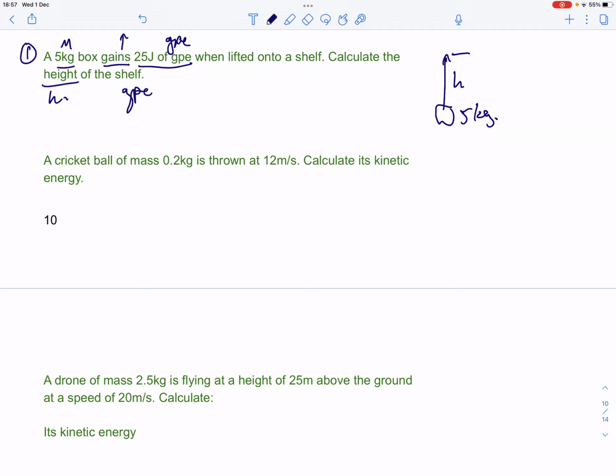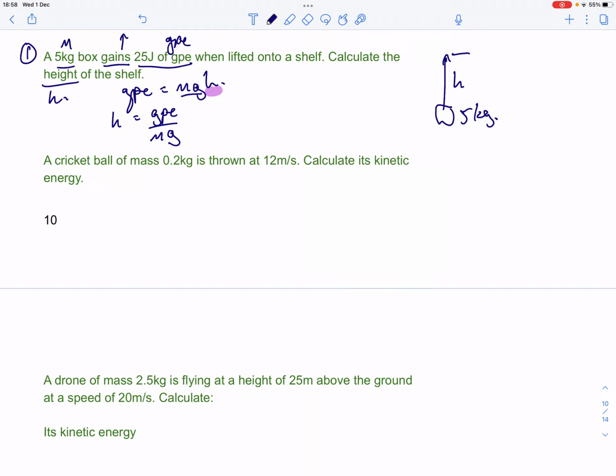As always, we start with the equation. GPE is equal to mgh, which we learnt in the last video. Now we want to find h, so we want to rearrange this equation to give us h. To do that, we have to get h as the subject, and because it's multiplied by mg, we're just going to divide both sides by mg. It cancels out on that side to give us h is equal to GPE divided by mg.